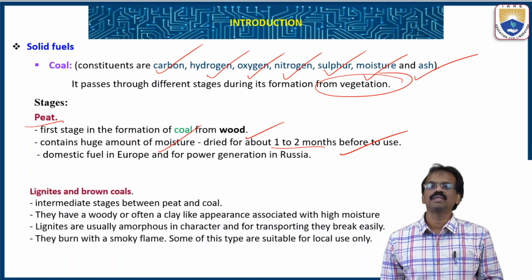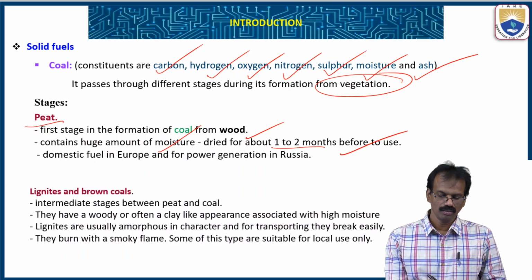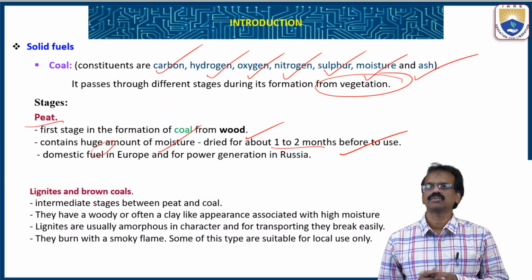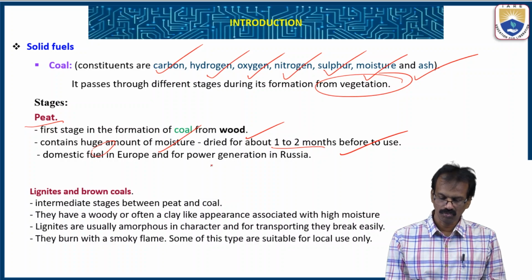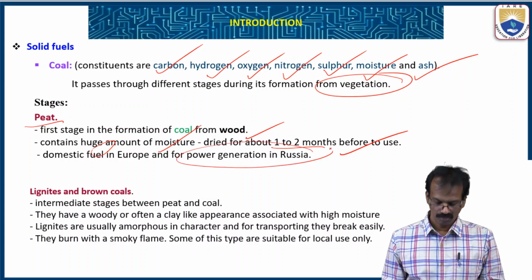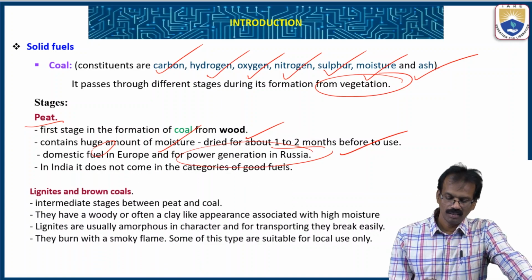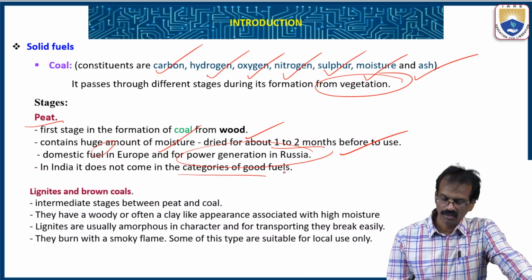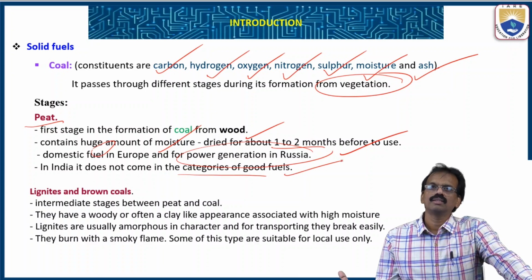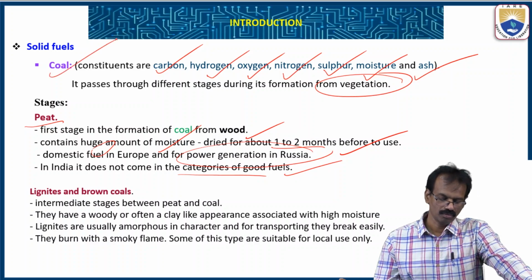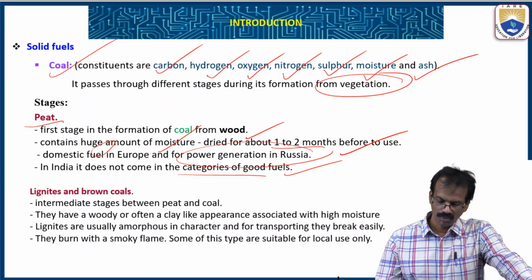In Europe, peat is used as a domestic fuel. You can observe this for power generation. In Russia also, peat is used as a source for power generation. Next, in India, peat does not come into the category of good fuels, because in India there are a lot of pure coals. Coal mines are available in India.